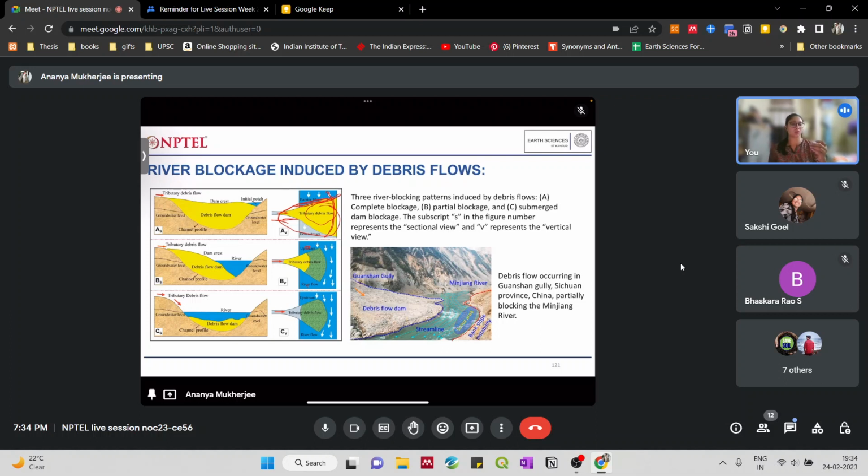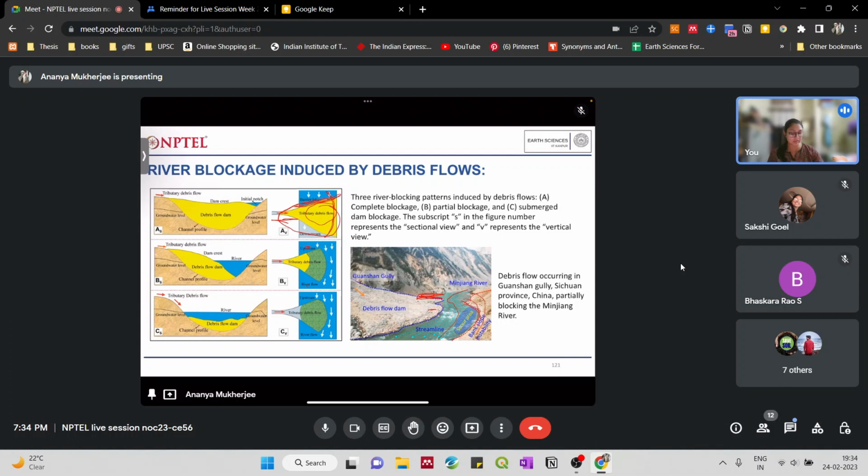Okay, so it will not allow the water to flow anymore in the downstream direction. It will block over there, and it will kind of force the river to erode the bank on the other side of where the debris flow has happened. You can see over here that this river is flowing. Due to the debris flow there is a blockage in this region. So what it starts doing is it starts eroding this bank.